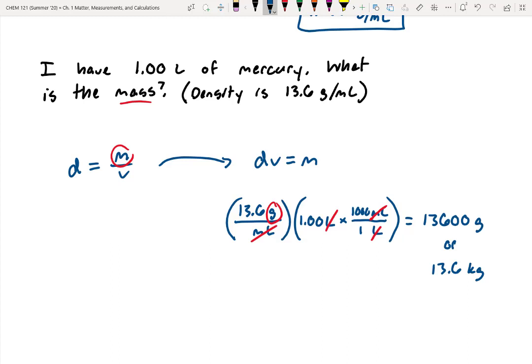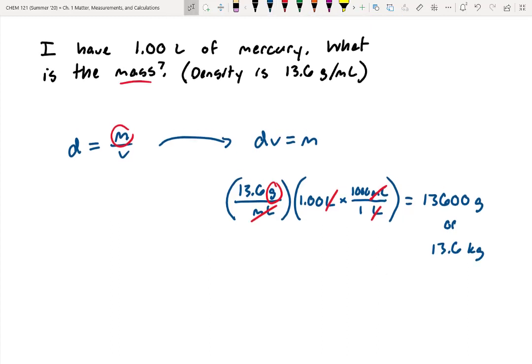One way of putting this into perspective is mercury is almost 14 times more dense than water. So if I were carrying 1 water bottle full of mercury, it'd be the equivalent of carrying 14 water bottles of water. Obviously mercury has a much, much higher density. Water at about room temperature is going to be about 1 gram per milliliter. So you can tell it's roughly 14 times greater. All right, I hope that helps, but let me know if you have any questions.